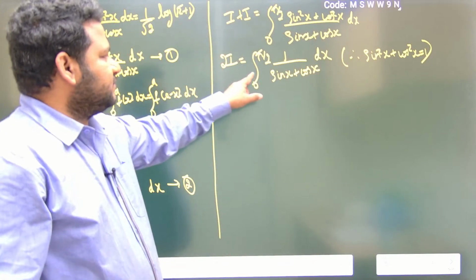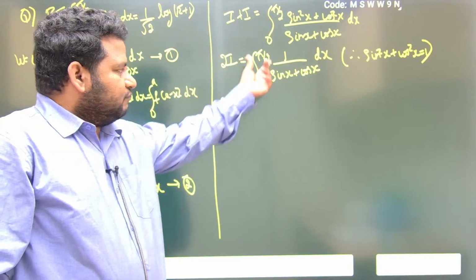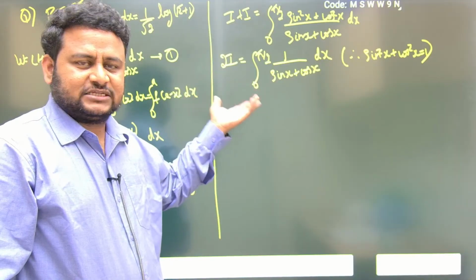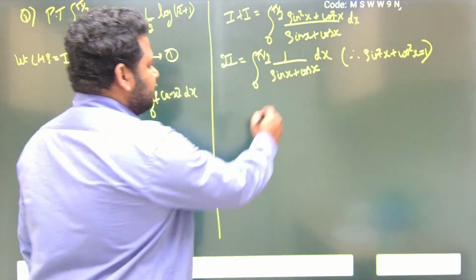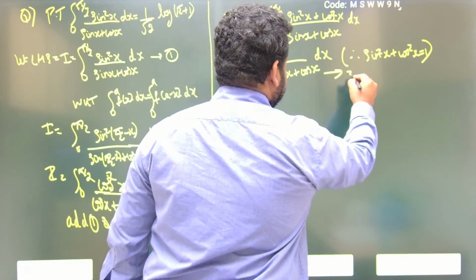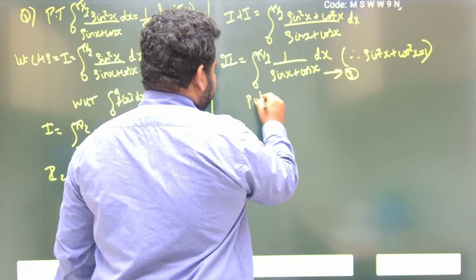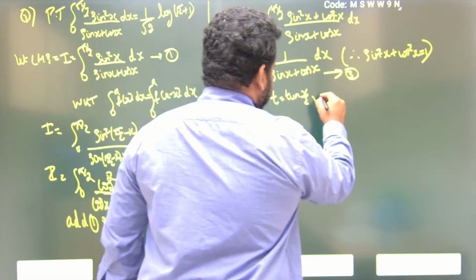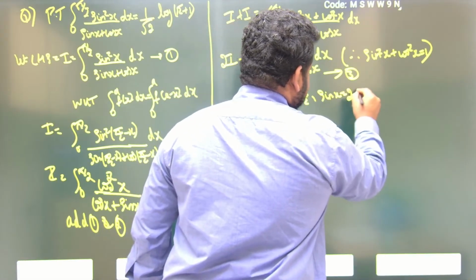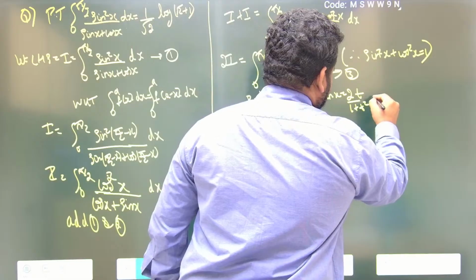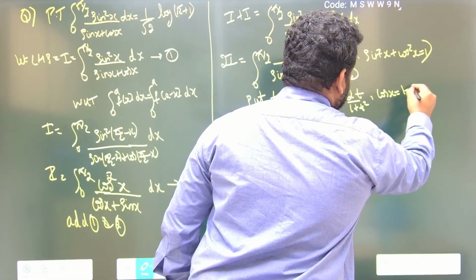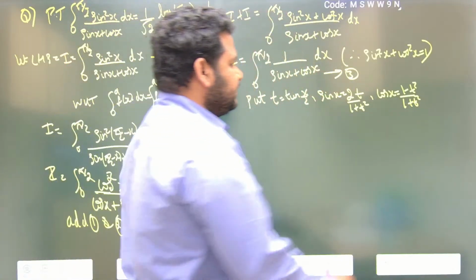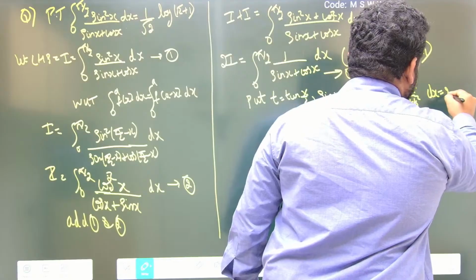Now, these are of the form 1 by a sin x plus b cos x, or a cos x plus b sin x. We know that while doing the indefinite integrals, I told you how to solve such questions. Let this be equation 3. We will do the substitution. Put t is equal to tan x by 2. Then sin x is equal to 2t by 1 plus t square, cos x is equal to 1 minus t square by 1 plus t square, and dx will be equal to 2 dt by 1 plus t square.